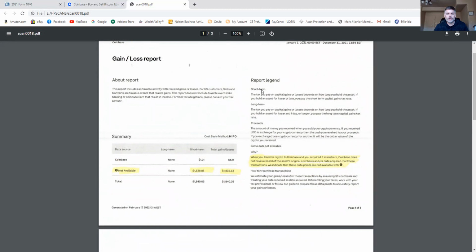And then you're going to want to look, is it short term? Is it long term? Short term is for anything you held for 1 year or less. If you held it for 1 year and 1 day, it's going to be long term. The difference between short term and long term is the difference in your tax rates. Short term is always going to be taxable at your ordinary income tax rate. Long term capital gains, or long term transactions, are taxed at anywhere from 0, 15 to 20%. So you get a far better tax rate on these sales.